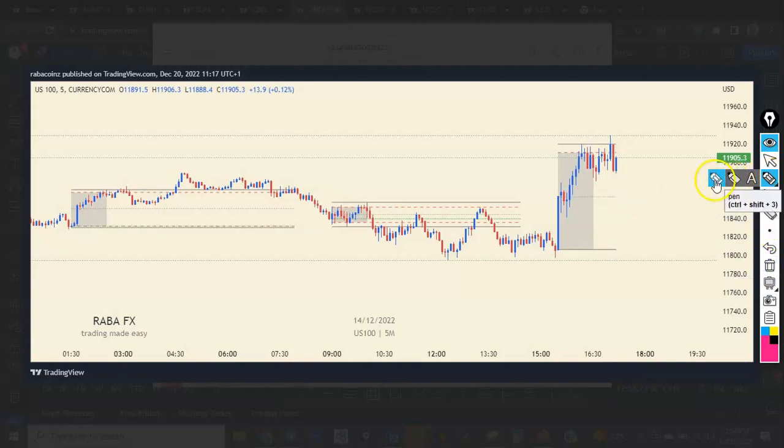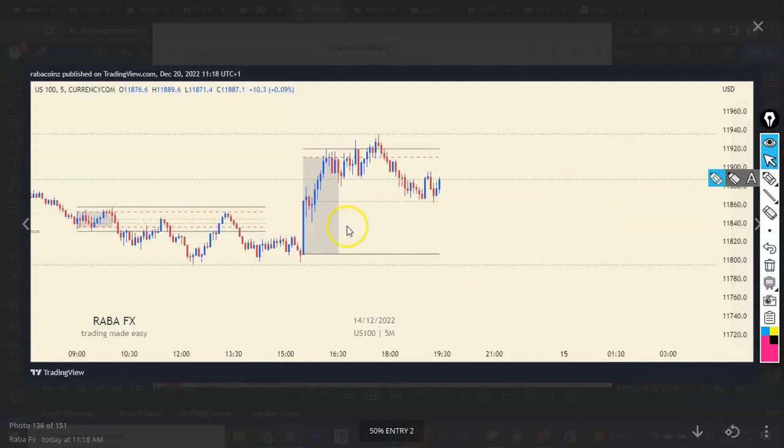So now, this is what I want you to be observing. I want you to observe rejection here. Don't just place your limit order here, because price can still go lower to fill up this fair value gap. Okay? Wait for rejection. Once there's rejection, you can take an entry, stop loss a few pips below or below this low here.